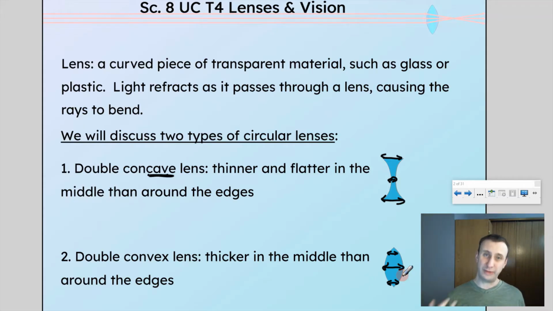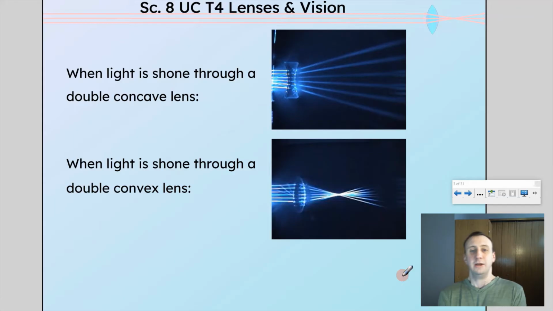So what do these two lenses do to rays as they go in? Well, I'll talk about the double concave first. I have the cave on both sides. When light travels through that, the rays are going to diverge on the other side. Diverge means it's spreading apart, going different directions. So concave spreads the rays apart.